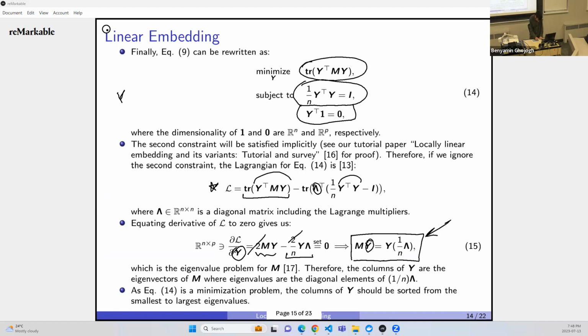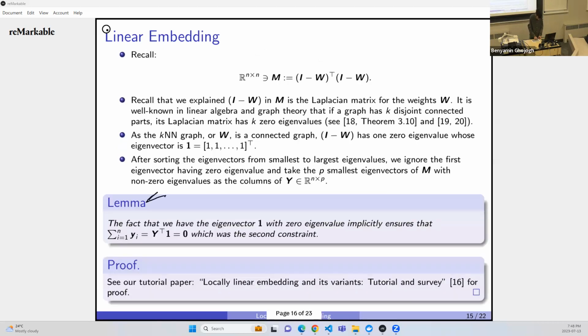Y are the eigenvectors. I should sort them from smallest to largest eigenvalues. Why? Because this is a minimization problem. Recall preliminaries. I should sort them, and I should ignore the first one. Why? According to graph theory, because this one is always 1, and its eigenvalue is 0. So I ignore the first one. This is the lemma that I already talked about. This slide I already talked about.